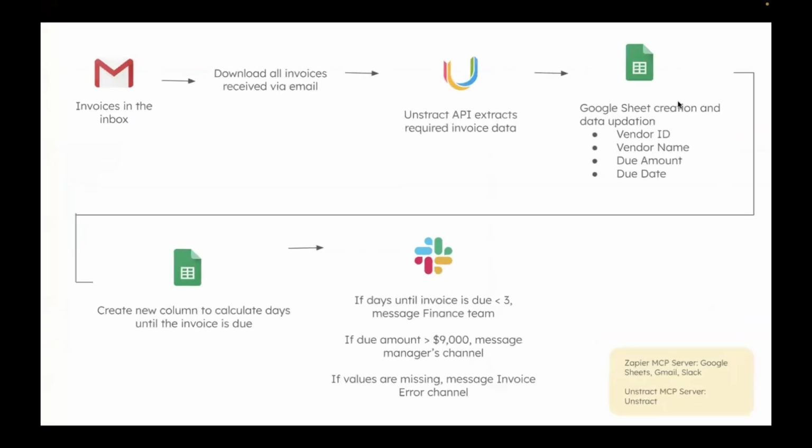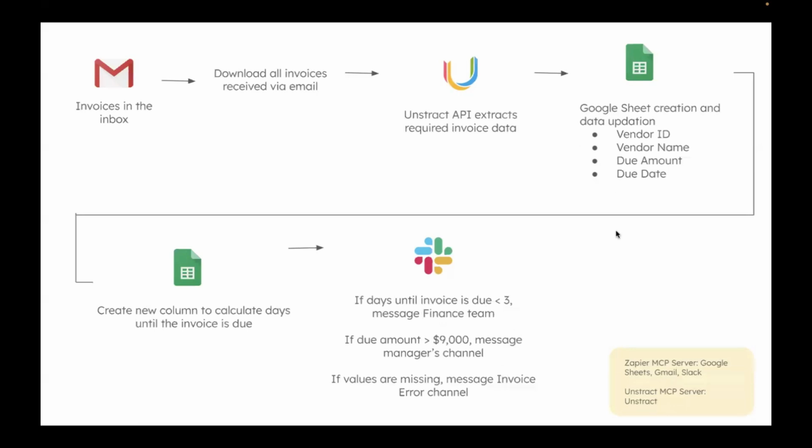We would also be populating a Google Sheet for each day with the vendor name, the vendor ID, the due amount, as well as the due date. Once we extract the data, this sheet would be populated. And moving on from there, we would be creating a new column on the sheet to calculate the days until the invoice is due. Depending on that, if the days until the invoice is due is less than 3 days, the finance team would be messaged on Slack, and this invoice would be marked as urgent. If the due amount is, let's say, greater than $9K, then a separate manager's channel would be notified. And finally, if there are any missing values or errors in the invoice, an error channel will also be notified.